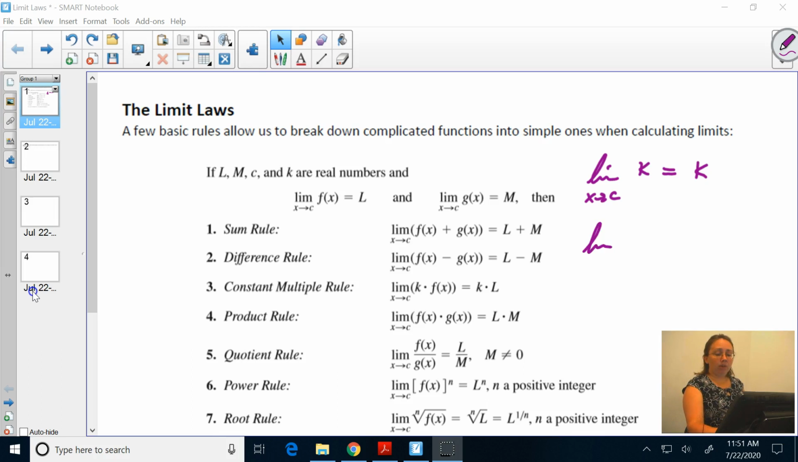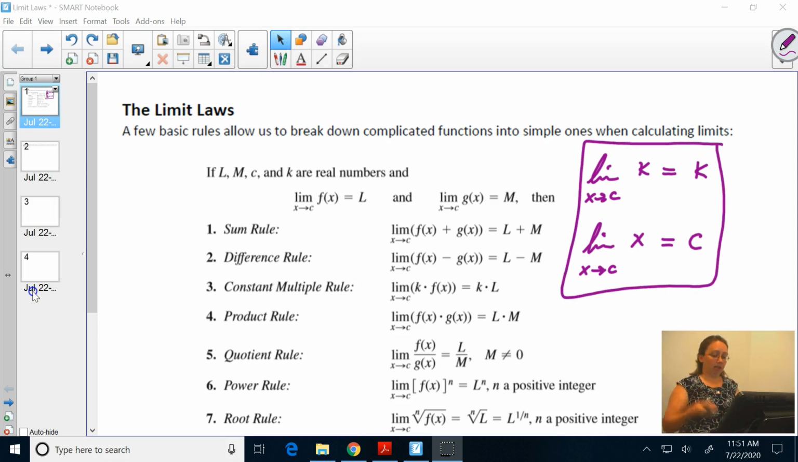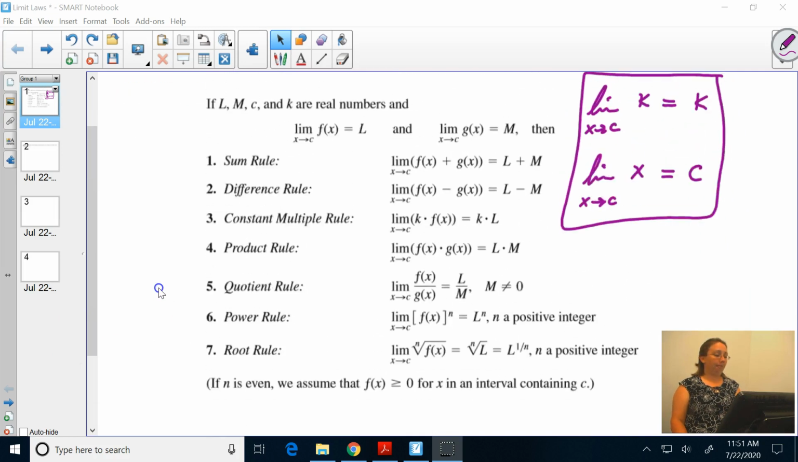The other one that we've talked about is the identity function. If x approaches c, and the function is just x itself, the answer will always be what you are approaching, c. These are the two things we're going to try and get to using these limit laws. Now, there are a lot of laws here, so I'm going to do examples, and I'll come back and show you which laws we're going to apply.